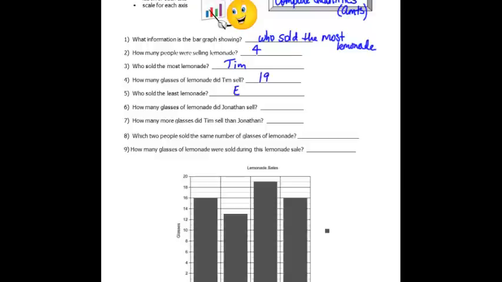Ellen sold the least. Jonathan sold 16. Tim sold 3 more glasses than Jonathan. And the same number of glasses was sold by Diane and Jonathan. And how many glasses total? We add them all up and we get 64. Pretty straightforward. Let's go ahead and create a bar graph now.